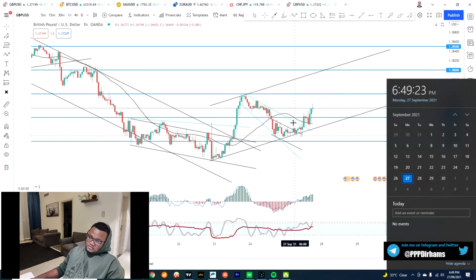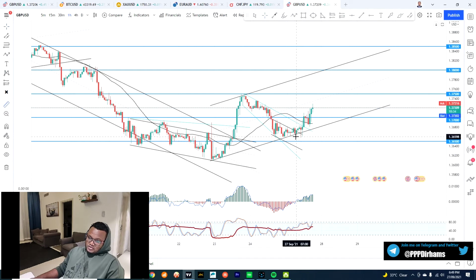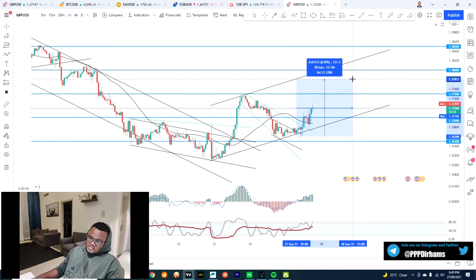So look at the yielding. This is a lot of pips right there. So I got into this trade right here. You can see it's already 60 something pips, and I'm anticipating price to get to this level at least to give me 121 pips. And I'm not leaving this trade until I see this happen.